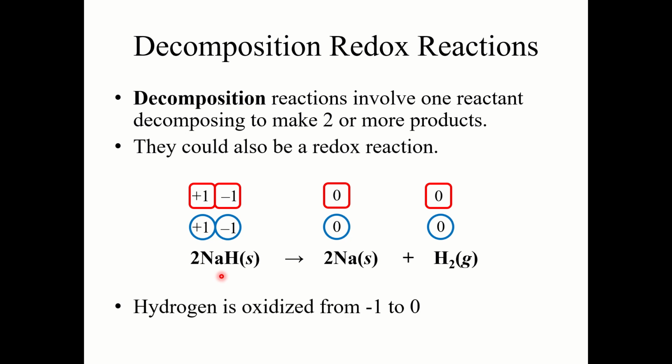So if we take a look at this, hydrogen now is being oxidized. It's going from -1 to 0. Its oxidation number is increasing, or it's getting more positive. So hydrogen is oxidized and is the reducing agent. Here, sodium is going from +1 to 0. Sodium is being reduced since its oxidation number decreased, or it got more negative, it gained electrons. So sodium is reduced, and it is also the oxidizing agent.